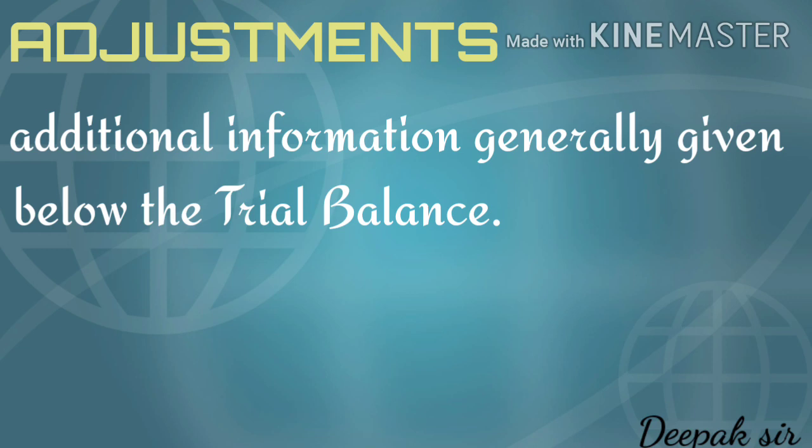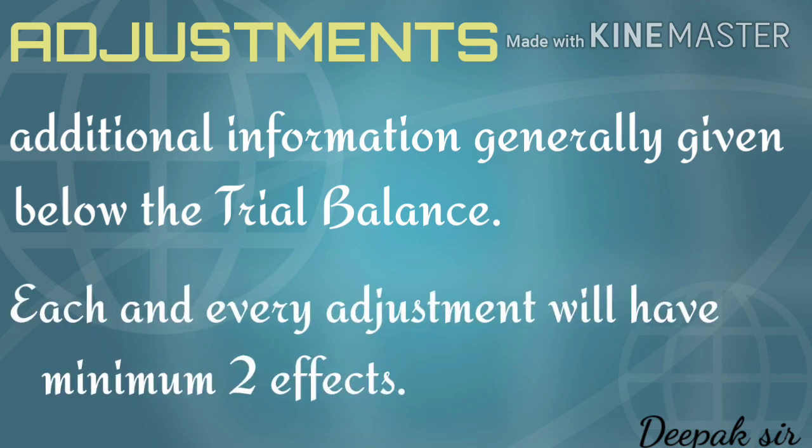Now for each and every adjustment, we have to pass minimum 2 effects. That is, for one adjustment, we have to pass the entry on 2 sides. For all the accounts given in the trial balance, we post only one effect, either in trading, or in profit and loss, or in the balance sheet. But every adjustment will have minimum 2 effects. That is, we have to pass the effect on 2 sides. Now let us see the adjustments.